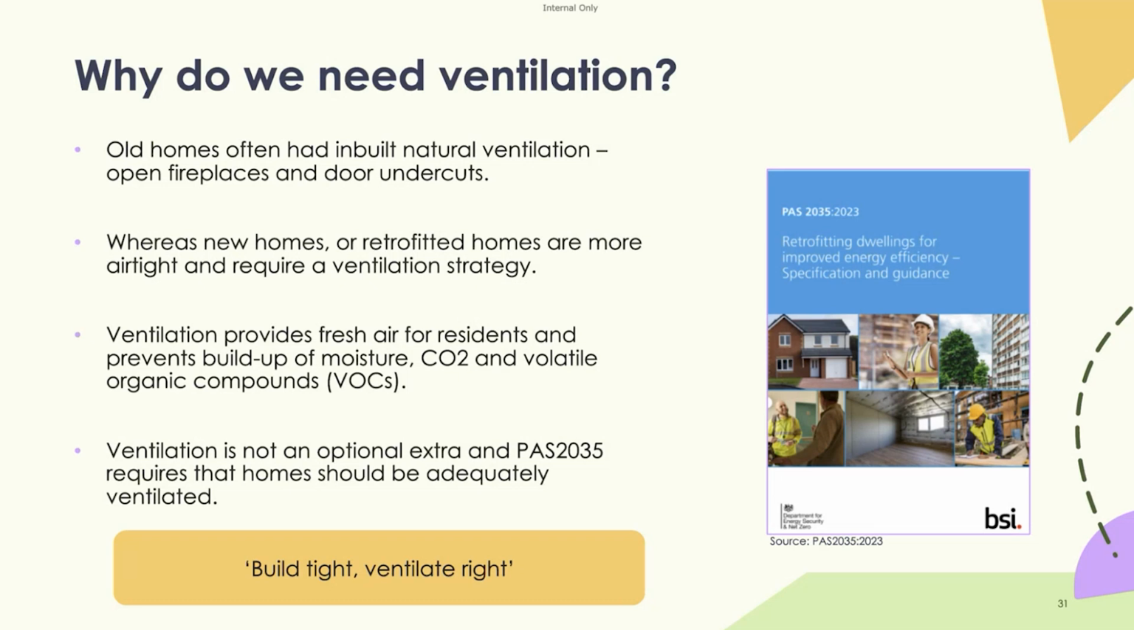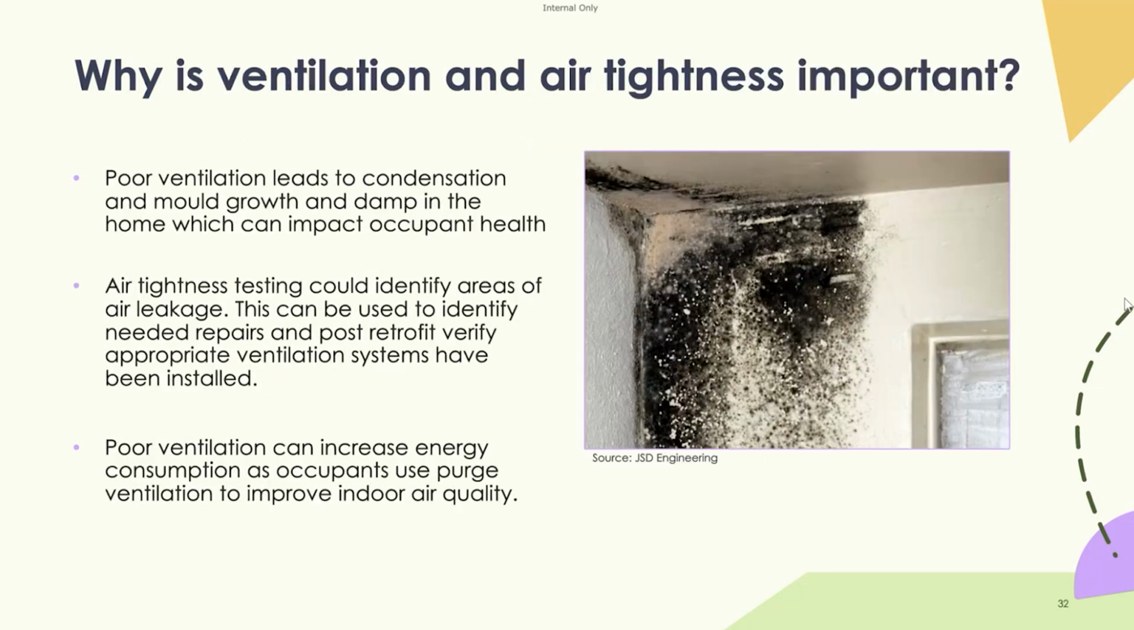And also, if you're receiving government funding, it is obviously a requirement to ensure that the ventilation is not seen as an optional extra, and all homes are required to be adequately ventilated. There is a common phrase that people use, which is build tight, ventilate right. So obviously that is something that we should consider. And if you are going to put ventilation in, you need to make sure that it is appropriate for that particular dwelling. So why is ventilation air tightness important?